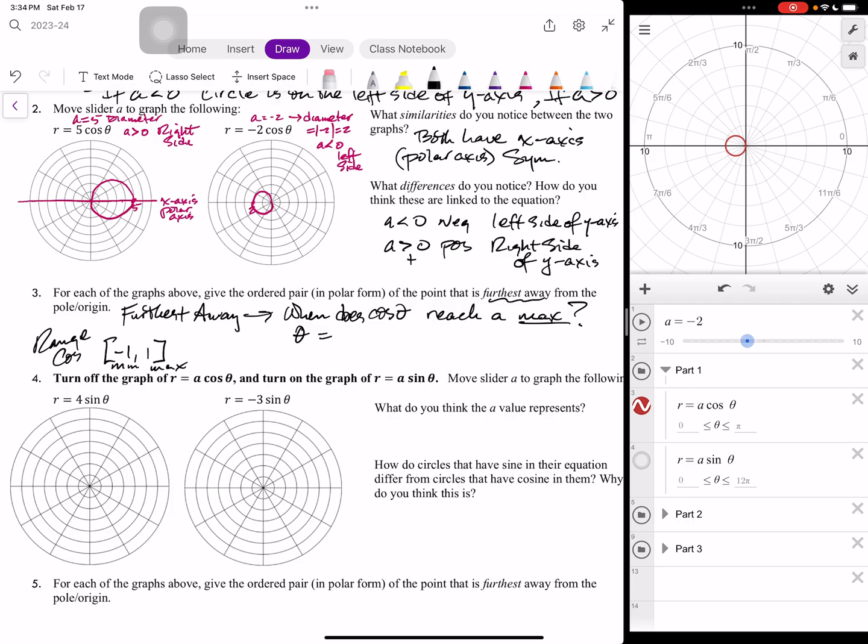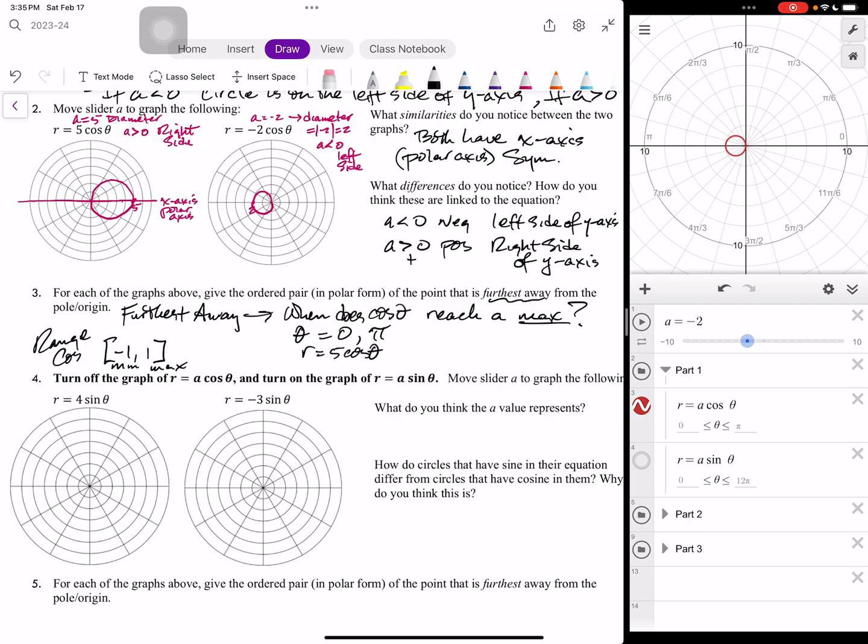Let me see. So theta could be equal to 0. Cosine of 0 is equal to 1, and cosine of pi will also give us a max of 1. And so what we want to do is substitute those numbers in and see what happens. Let me work with the first function here. For this function, r is equal to 5 cosine theta.